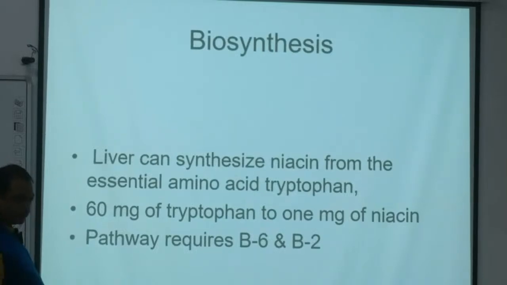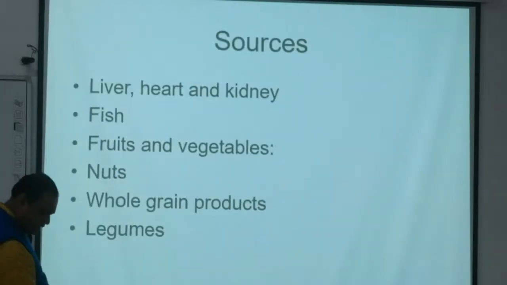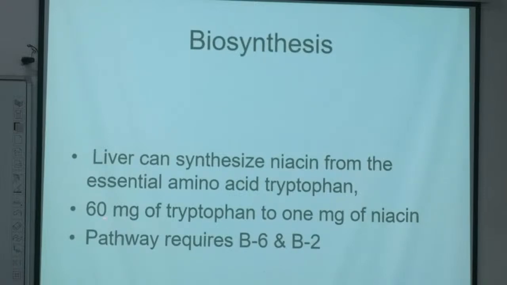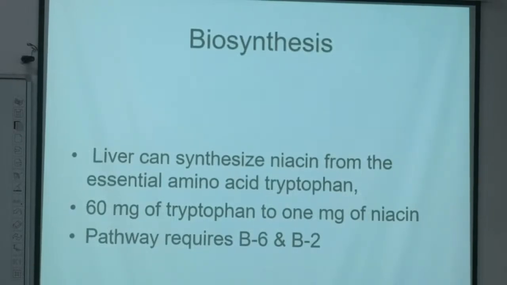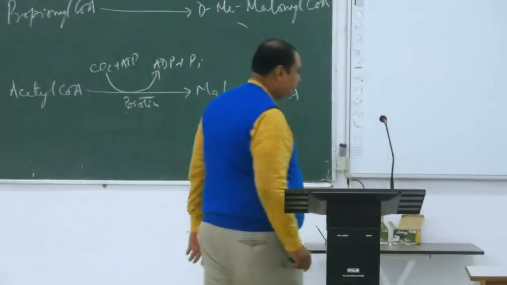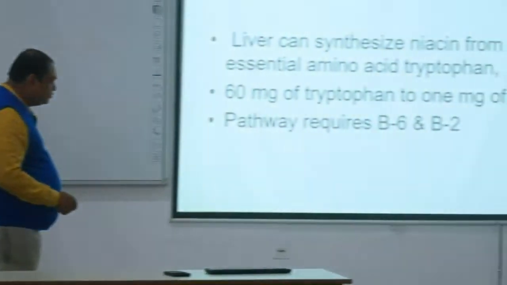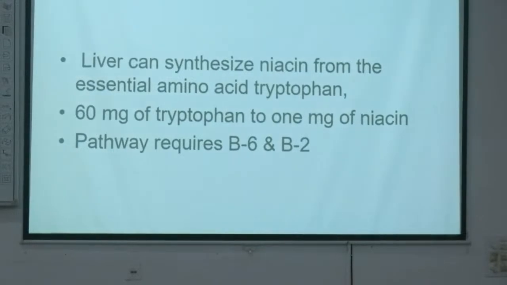Biosynthesis only by bacteria, we cannot synthesize. We synthesize this part. See? 60 milligrams of tryptophan, this is sometimes asked, gives rise to 1 milligram of niacin. Means from 60 milligrams of tryptophan we consume, we can metabolize and produce 1 milligram of niacin. It's very less. That's why we need to replenish niacin through other dietary components. And this particular pathway requires two other vitamins, B2 and B6.